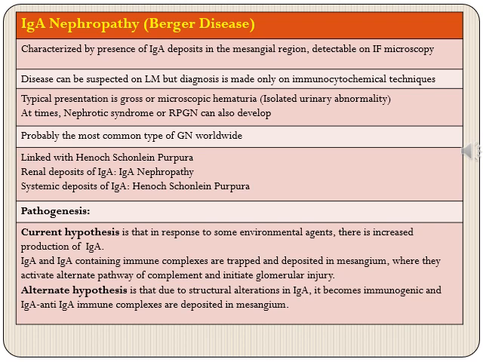and cause glomerular injury. The second hypothesis is that there is some kind of structural change in IgA, and because of that it becomes immunogenic, and that leads to generation of anti-IgA antibodies. Now these IgA and anti-IgA immune complexes then become deposited in the mesangium, ultimately activating the alternate pathway of complement and initiating glomerular injury.